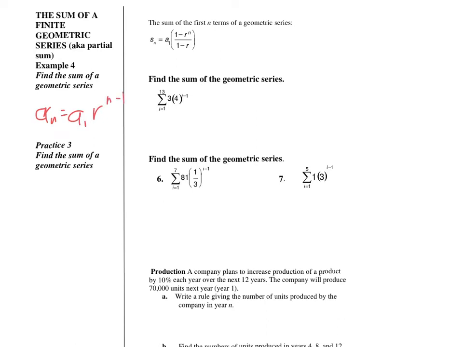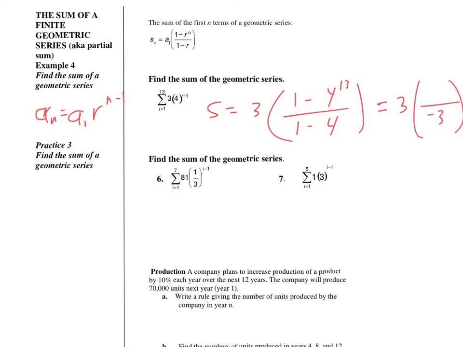So we know that in this case, a1 is 3, and we know r is 4. And then n is, if you're starting with 1 on the bottom, n is just the top number. If not, you're doing top minus bottom plus 1. Now, when you're typing this in the calculator, I would just do the top and the bottom first. So we know that the bottom is negative 3. The top, 1 minus 4 to the power of 13, would actually be a huge number.